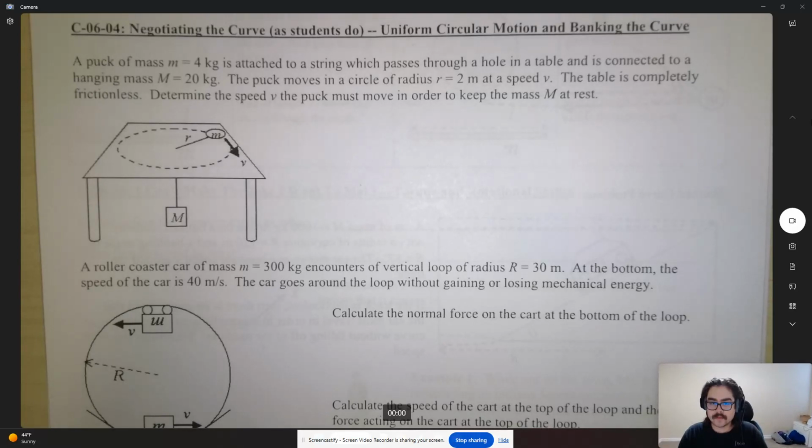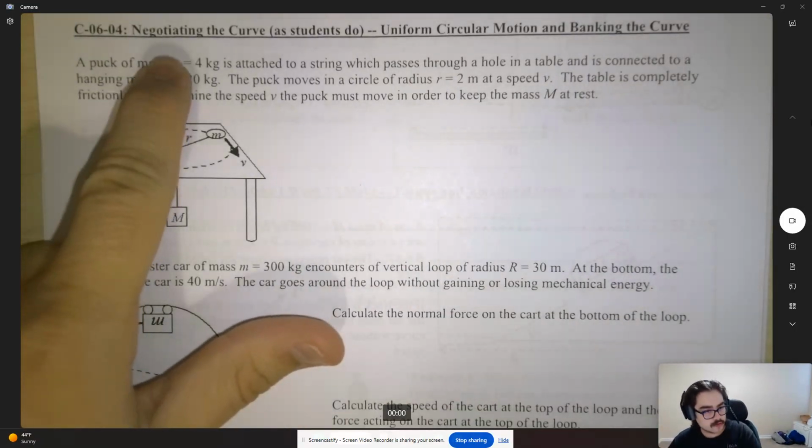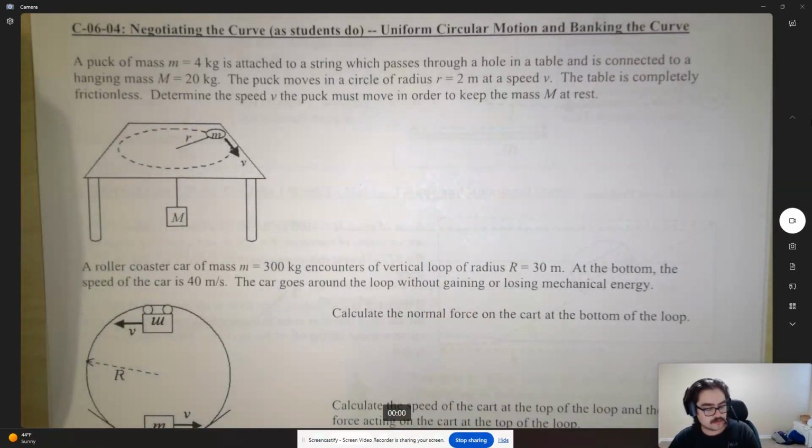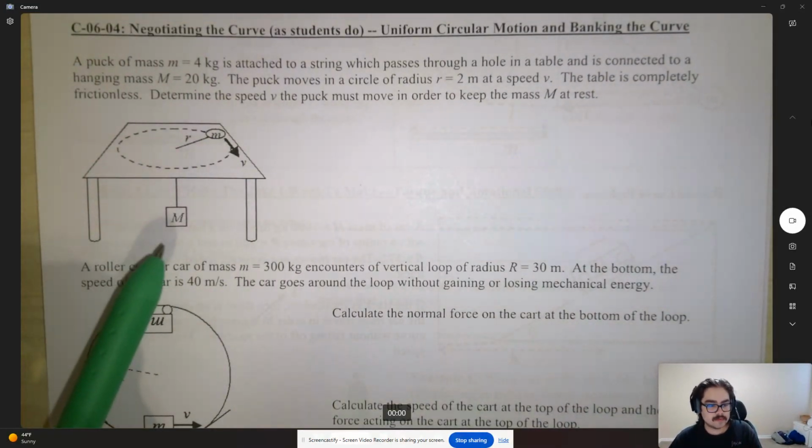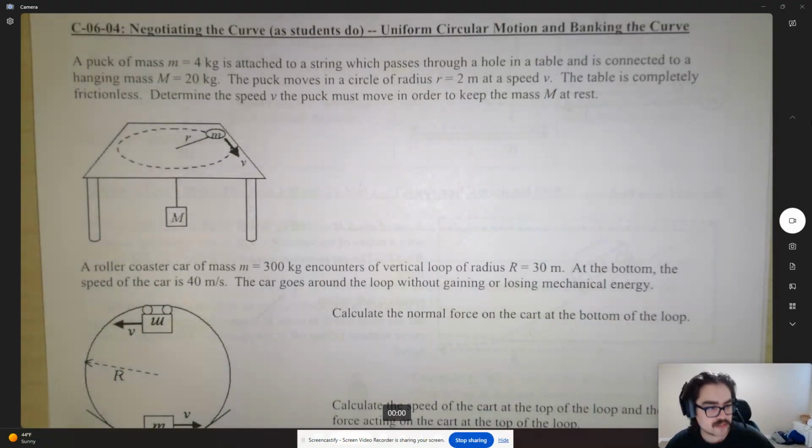All right. This is banking the curve problems, or sometimes you hear them called negotiating the curve. So I made a little joke here, like, students, they negotiate the curve all the time, right? Okay. This first example is very similar to the advanced circular motion lab that you did in class the first day we came back from the semester.